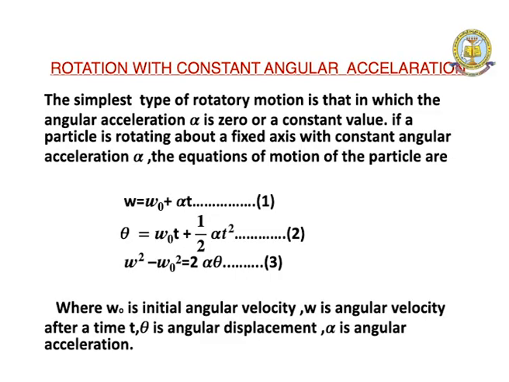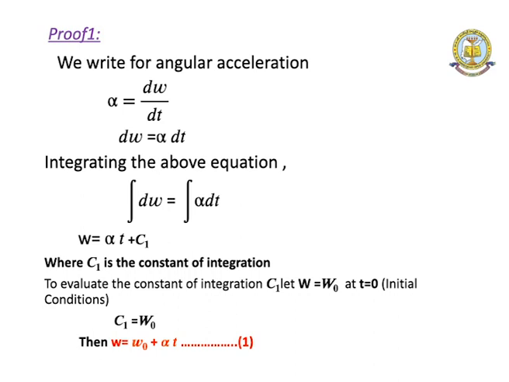So here omega is the angular velocity, omega naught is the initial angular velocity, theta is the angular displacement and alpha is the angular acceleration. These are the symbols used here. Now we prove these three equations. First, we can prove this. Now write the angular acceleration. You know angular acceleration is the rate of change of the angular velocity. Alpha is equal to d omega by dt.